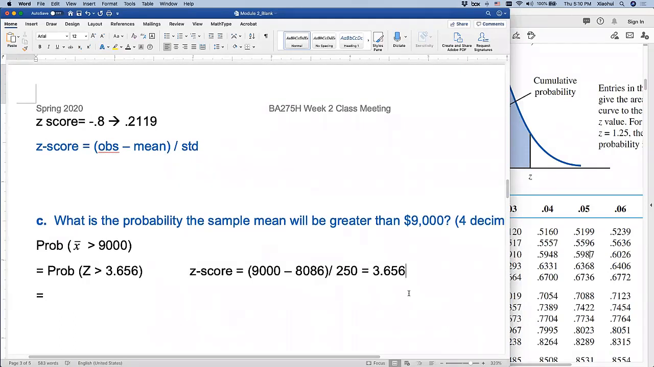Is this part clear? Okay, so I'm going to round it to 3.66. Remember I said you want to round it to 2 decimals before you look up the table, 3.66, right? Okay, so let's take a look. The first thing you want to pay attention to is we want to find the area to the right. This is more than, so you want to find the area to the right.